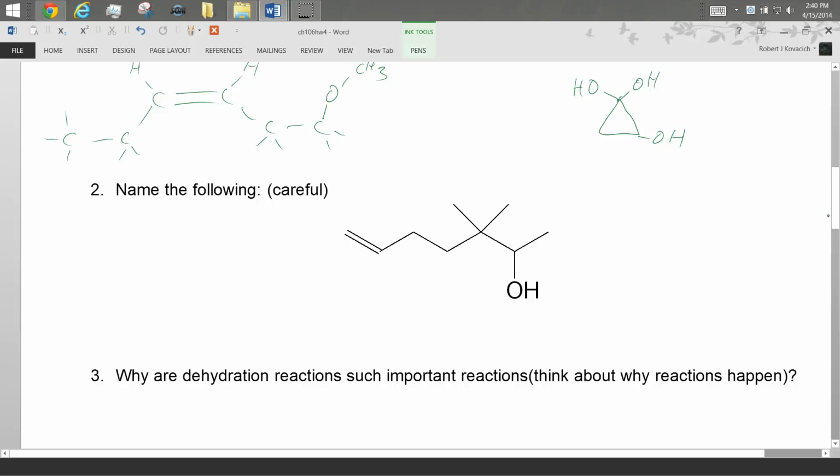Because the alcohol is not as reactive as the double bond, we're going to name this on the left-hand side for the double bond. So it'll be 1, 2, 3, 4, 5, 6, so it'll be a heptene, a 1-heptene. And what's attached to my heptene? A dimethyl, and they are both on carbon number 5. So a 5,5-dimethyl, and what? A 6-hydroxyl.